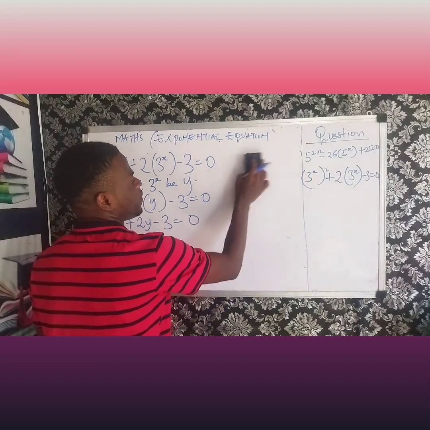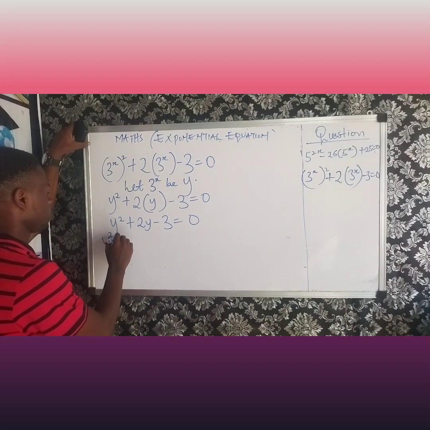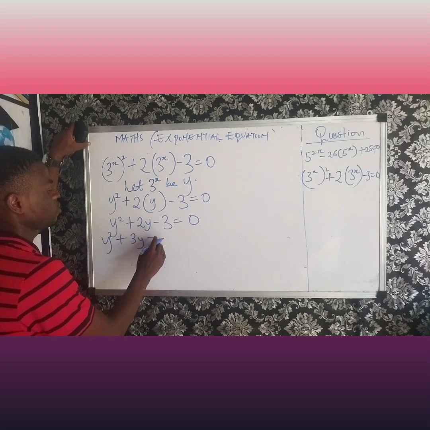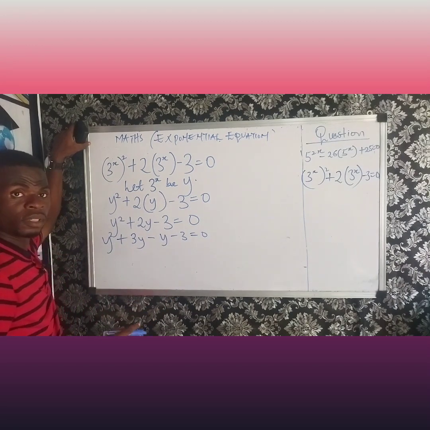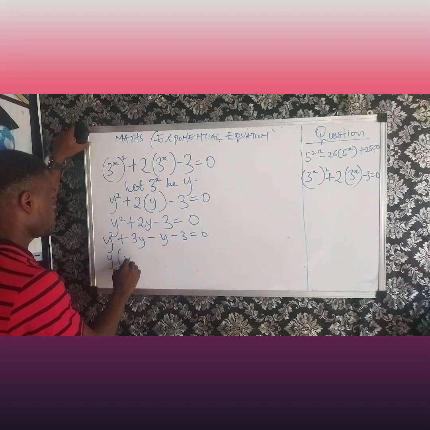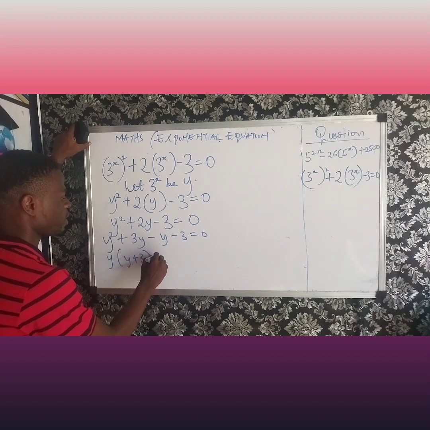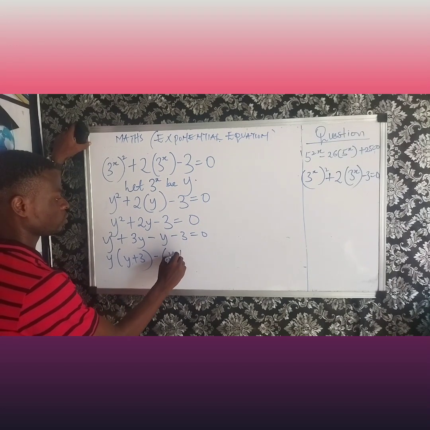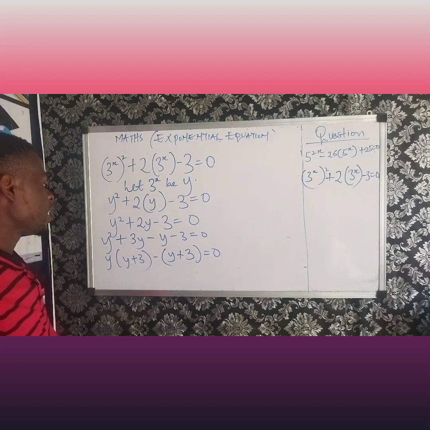So in this place, we have gotten the sum and the product. We now write y squared plus 3y minus y minus 3 equal to 0. Let's factorize. The common factor of this one is y, bracket y plus 3. Then the common factor of the rest is minus 1, bracket y plus 3, equal to 0.